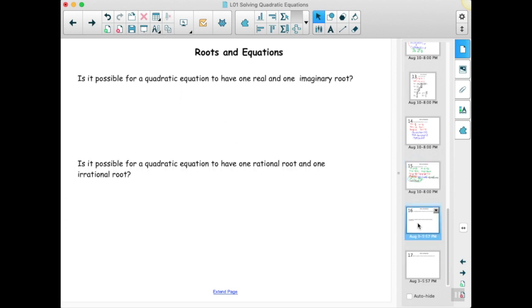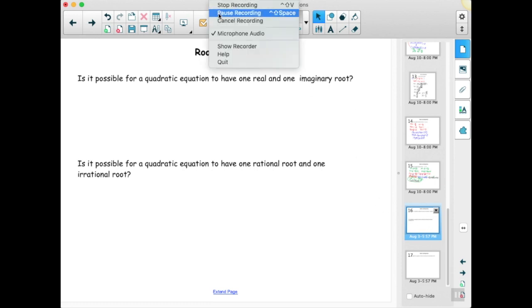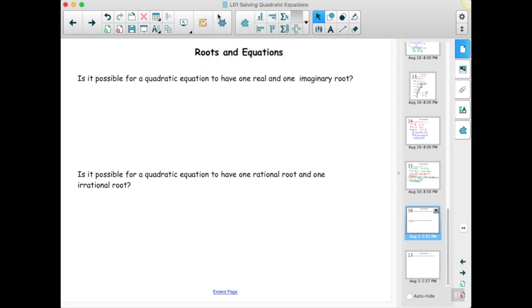Okay, moving forward. All right, again, I'm going to give you some time to think about these equations. Can you have one real and one imaginary root? Can you have one rational and one irrational root? And again, I'm going to pause and give you some time to think about this. All right, so hopefully you had some time to think about this.